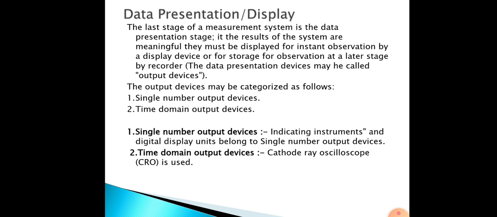The output devices are categorized as follows: single number output devices and time domain output devices. Single number output devices indicate the value of some particular quantity under conditions such that the value to be measured can be regarded as time invariant over the time interval during which the measurements are made. Indicating instruments and digital display units belong to this class. The next one, time domain output devices.